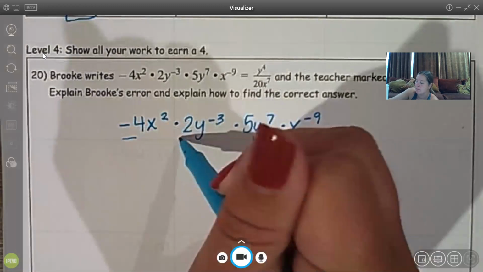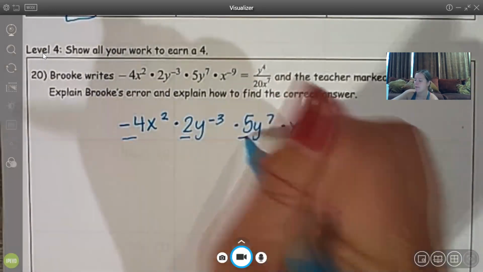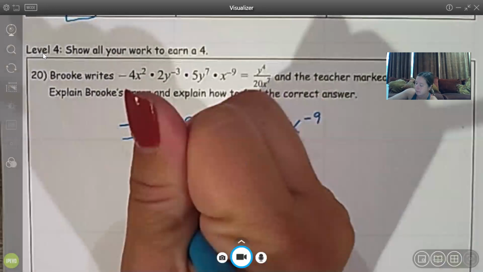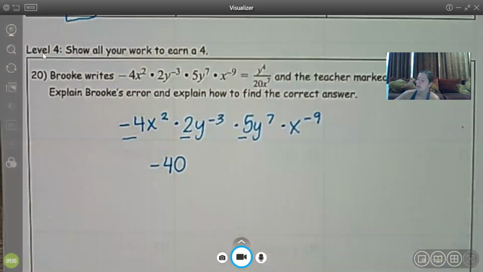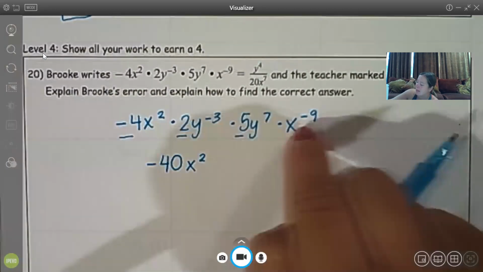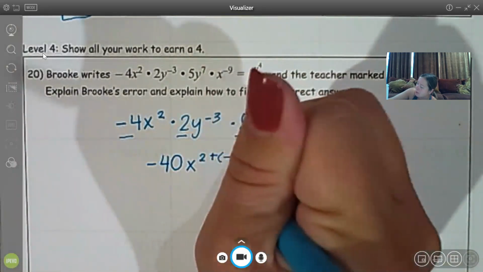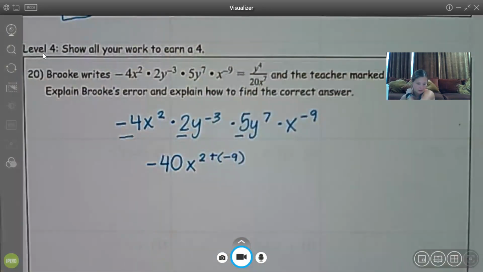Negative 4 times 2, which is negative 8. Negative 8 times 5 would be a negative 40. Okay, so when we multiply our integers, we get negative 40. Then we can put together the x's. So we're multiplying like bases, so our rule is to add the exponents. Okay, so we have x to the 2nd, and then we have an x to the negative 9th. So we can do x to the 2nd plus negative 9.